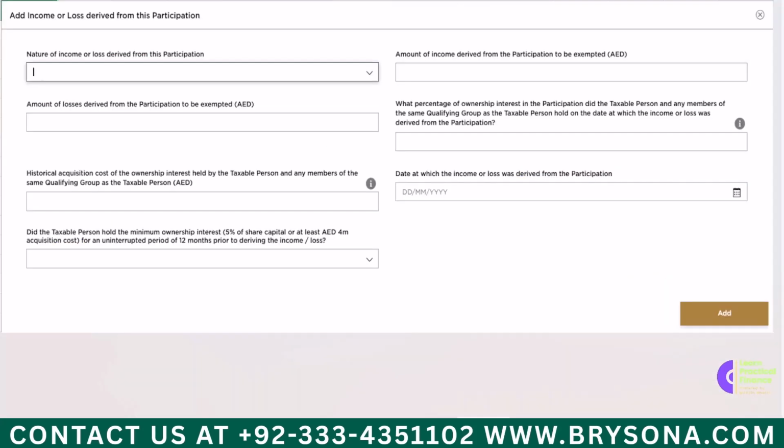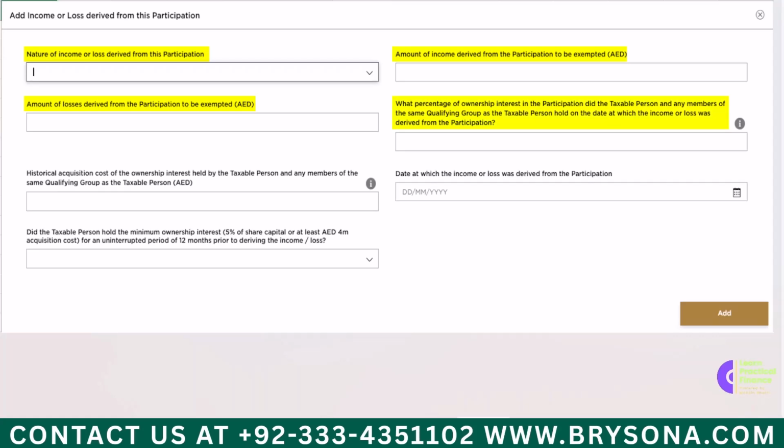In this section, we have to answer seven questions. The first one is nature of income or loss derived from this participation. The second one is amount of income derived from the participation to be exempted. The third one is amount of losses derived from the participation to be exempted.